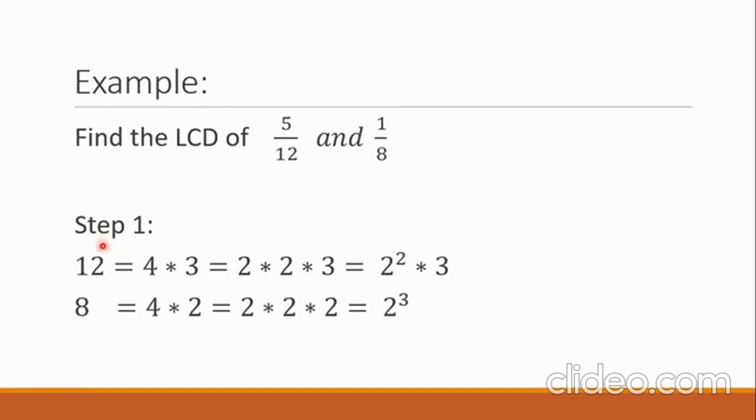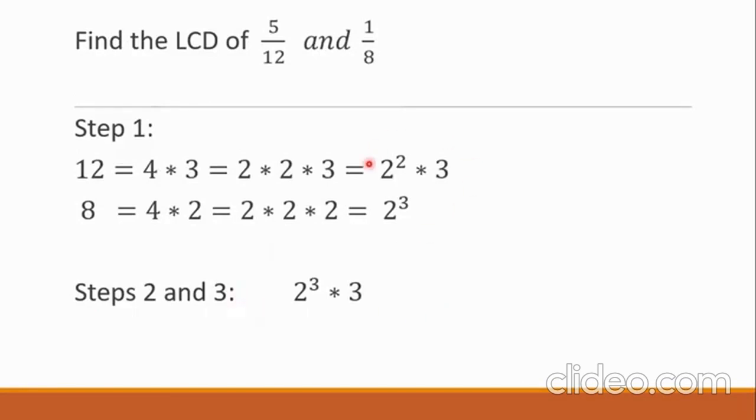Now the factors of 12 are 2 squared times 3. While for the 8, we have 2 times 2 times 2 as factors. And to simplify this, we may write 2 cubed. So now, we will go to step 2.